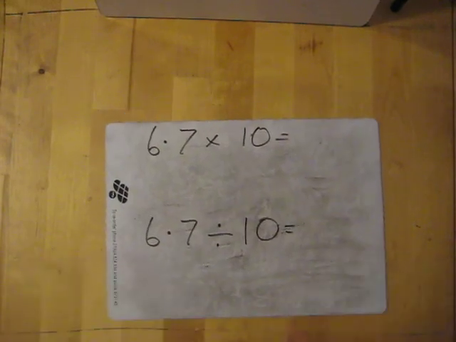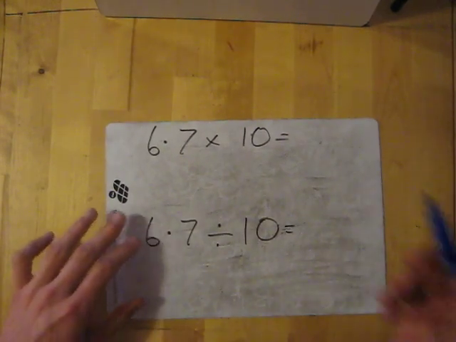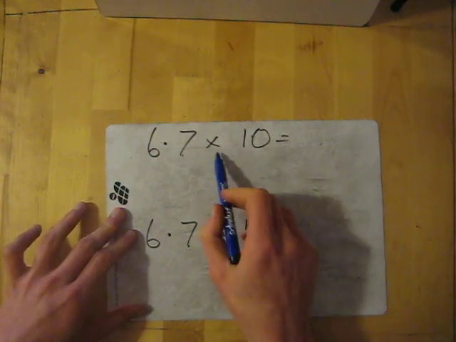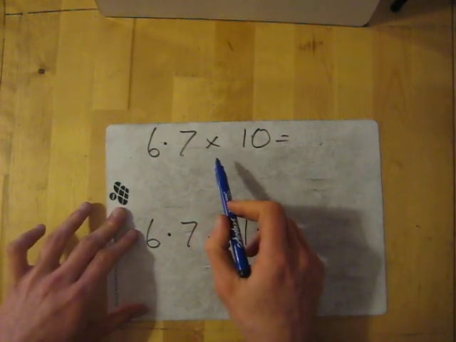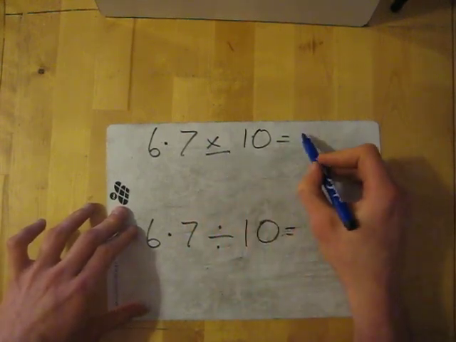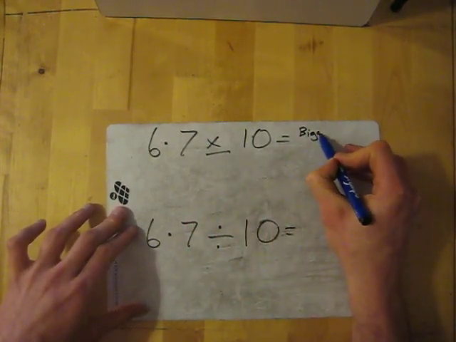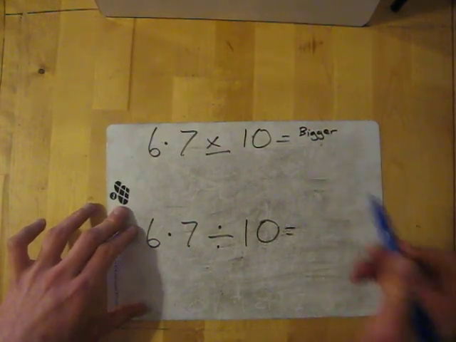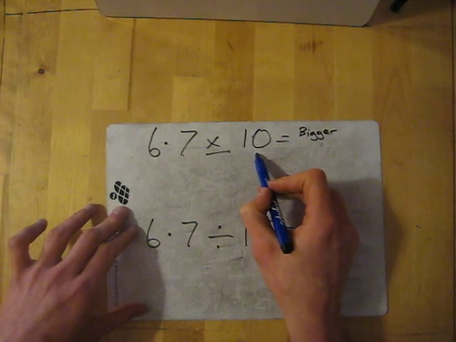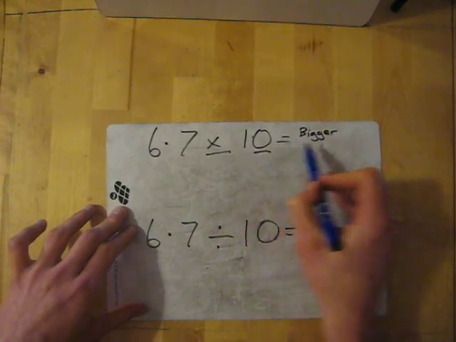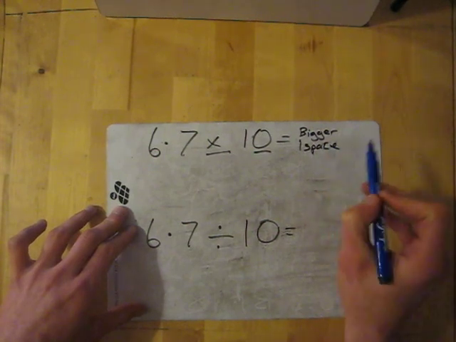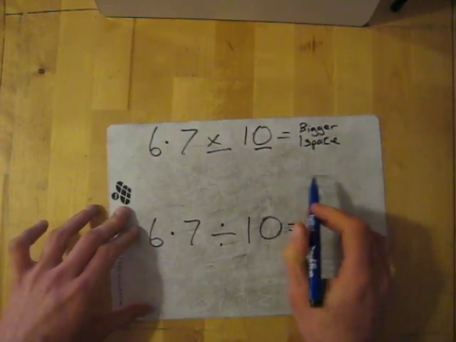So 6.7 times 10. First question. So I asked myself question one, bigger or smaller? And you look at what you're doing. If you're multiplying, then it's going to get bigger. If you're dividing, then it's going to get smaller. So I'm multiplying, so it's going to get bigger. And then by how many places is by how many zeros there are in what you're multiplying by. So here in the 10 there's only one zero, so it's going to get bigger by one space. And I'll show you how this relates to the question.